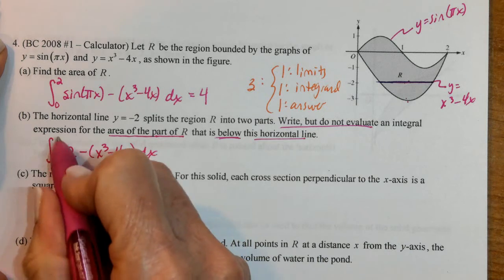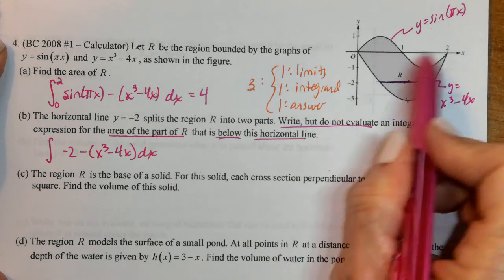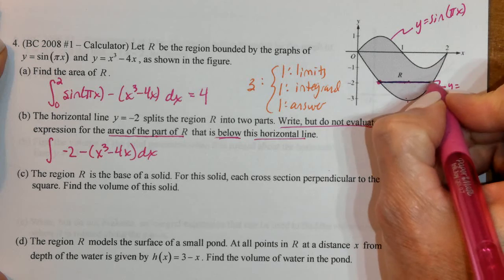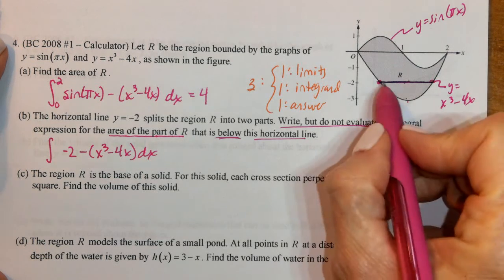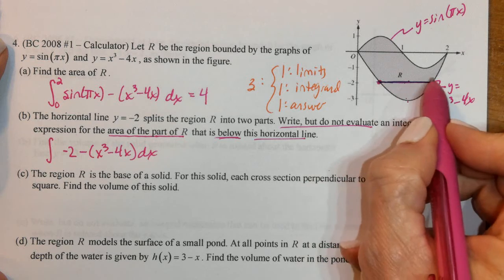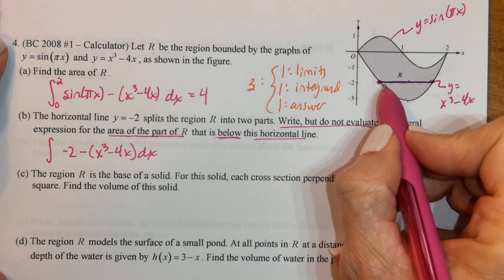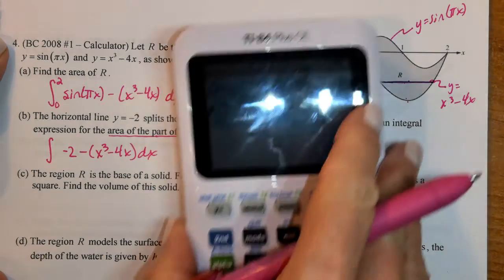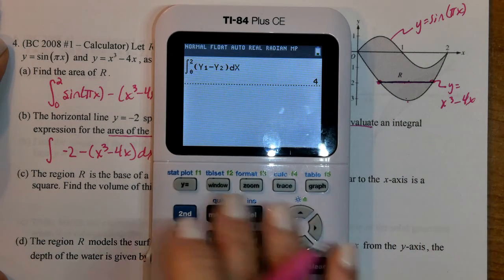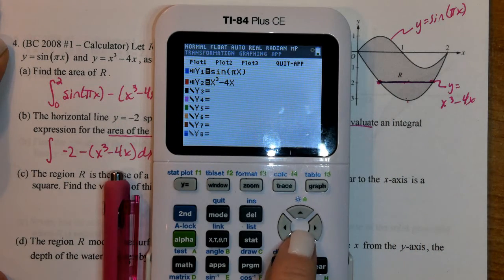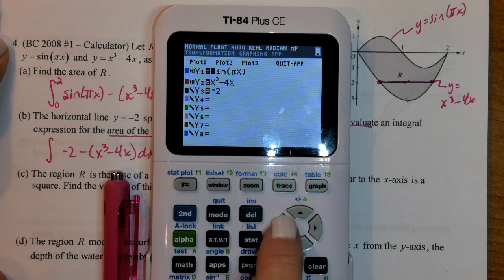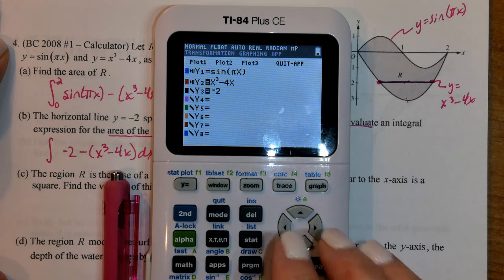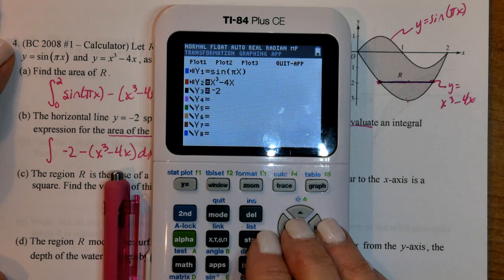The question is, what boundaries do we use? We certainly are not going to use the 0 to 2 anymore. We need to find these intersection points, right? These intersection points are where y equals -2 meets y equals x cubed minus 4x. So I go back to my calculator. I need to get -2 involved, and I do not want to see this top curve, so remember, you can go up there, press enter on the equal sign, and now you won't see that as it graphs.